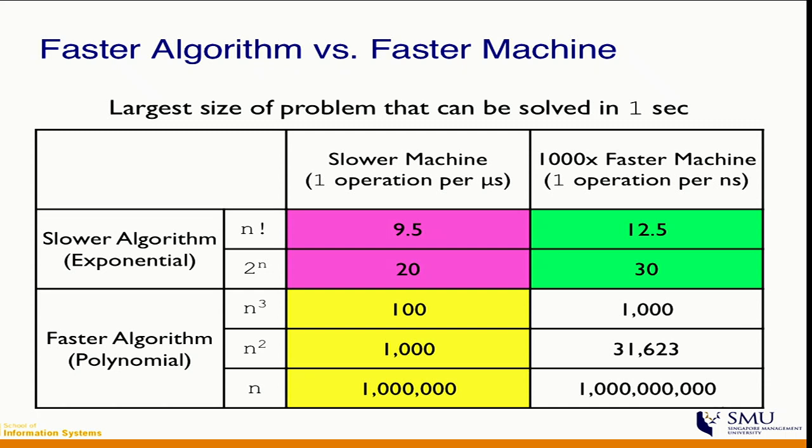But if you manage to bring down the complexity of the algorithm, so instead of n factorial or to the power of n, you go to n cubed, n squared, or n, then the problem that you can solve within 1 second can actually be much, much larger. So it's much more practical to try to design a better algorithm than it is to try to find a faster machine. So most of the time, if your algorithm is too slow, the problem is not the computer. The problem is the algorithm.